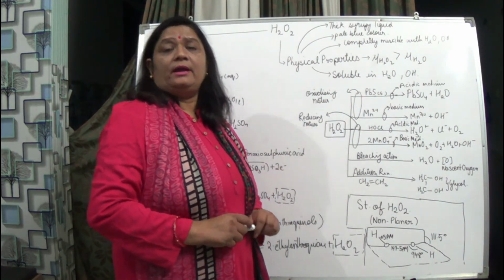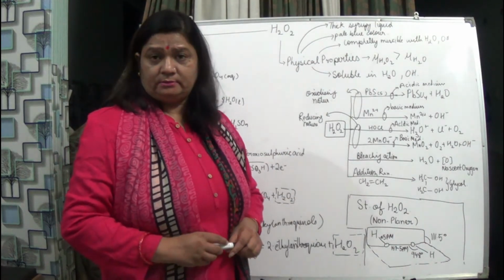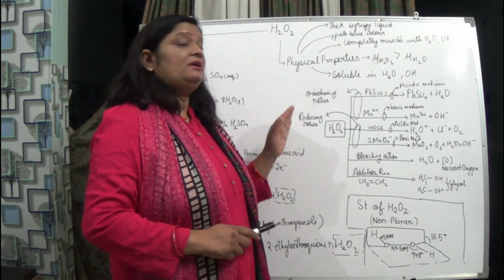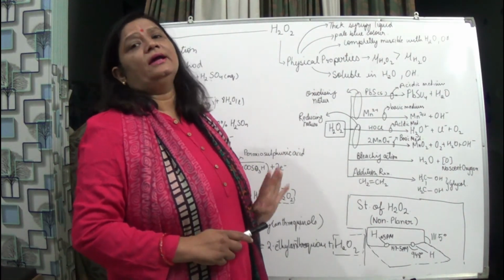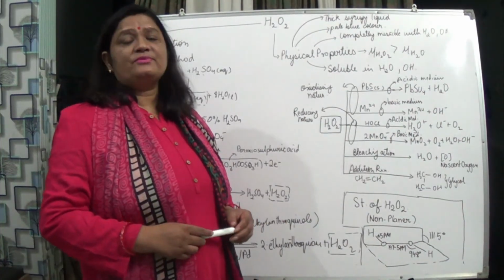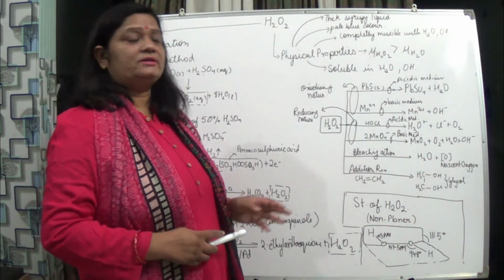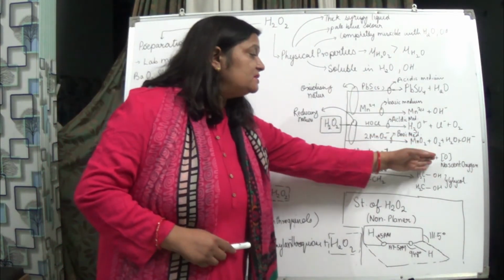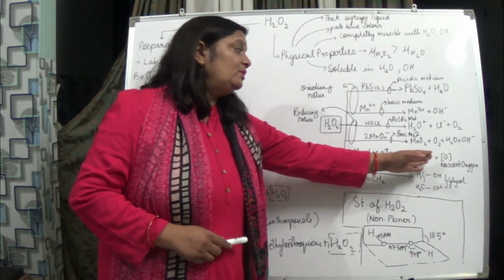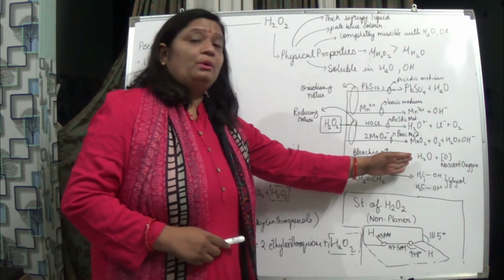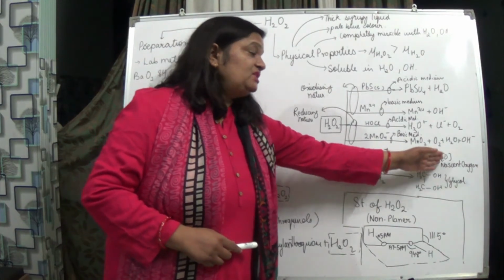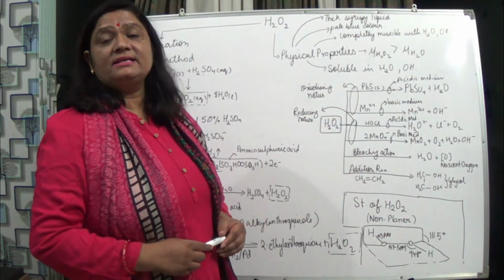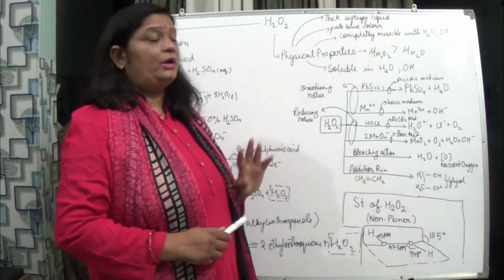Now if we compare hydrogen peroxide with water, it is slightly more acidic than water. Water is a weaker acid than H2O2. Now H2O2 has got bleaching action. Why does it have bleaching action? Because it gives one nascent oxygen. H2O2 gives water plus this atomic, nascent oxygen, which is responsible for the bleaching action of H2O2.